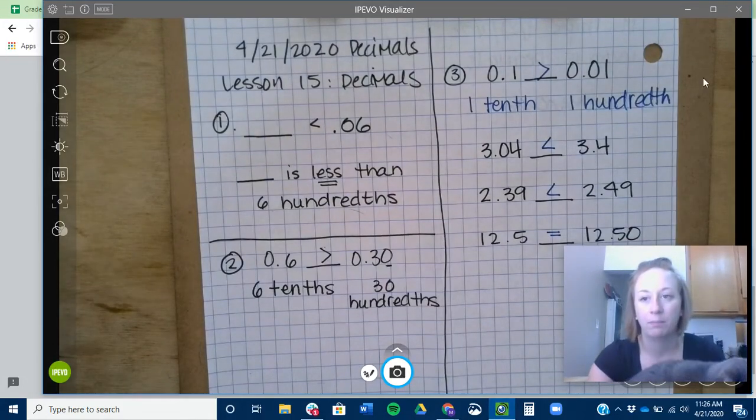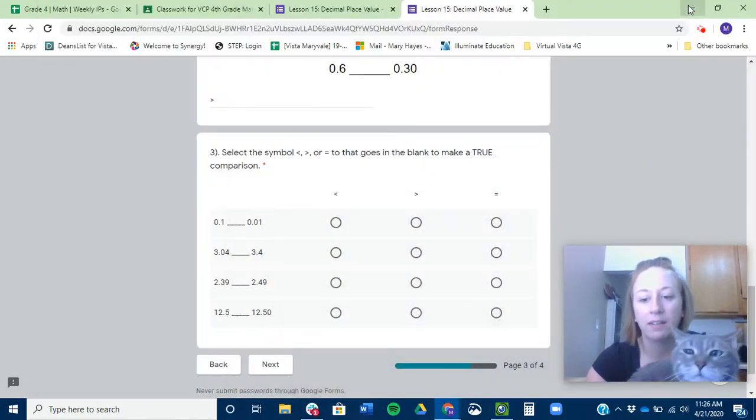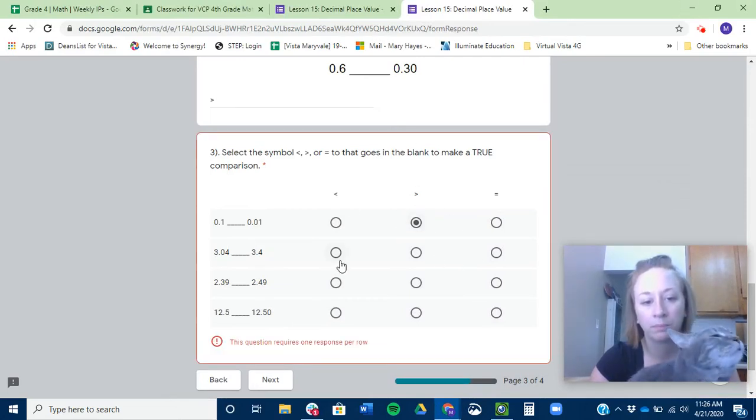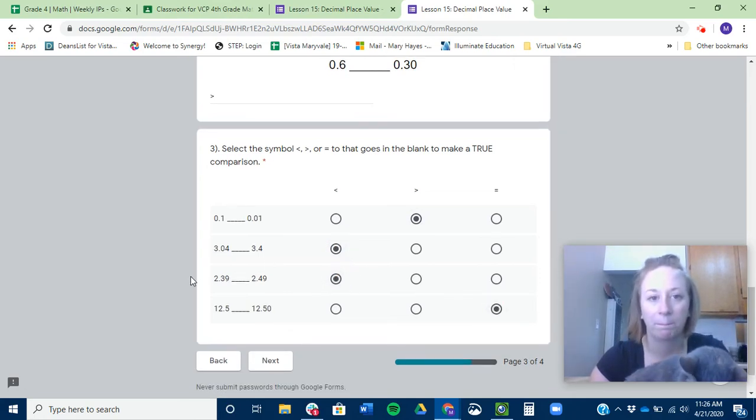So greater than, less than. So this one's greater than, this one's less than, the third one's less than, and the last one is equal.